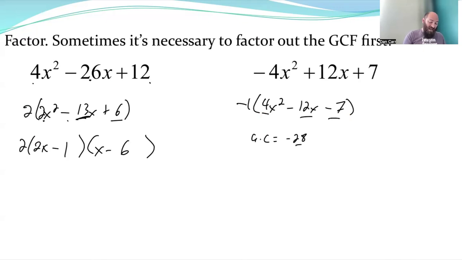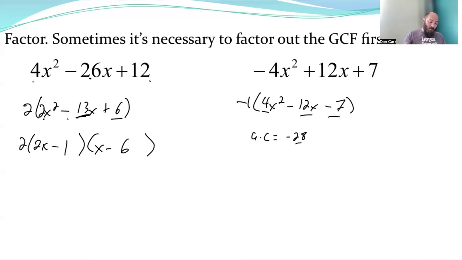Multiplies to negative 28, adds to negative 12. That's going to be 4 and 7, 2 and 14. So to get a negative 12 in the middle, that's a negative 14x and a positive 2x. So I'm going to have negative 1 times 4x squared minus 14x plus 2x plus 7.